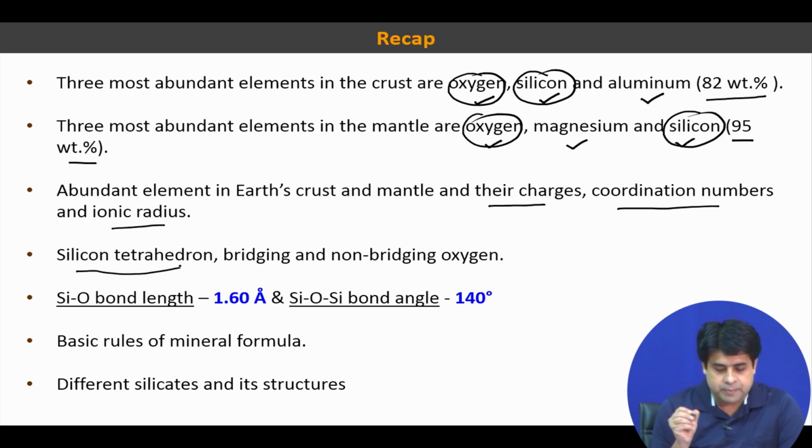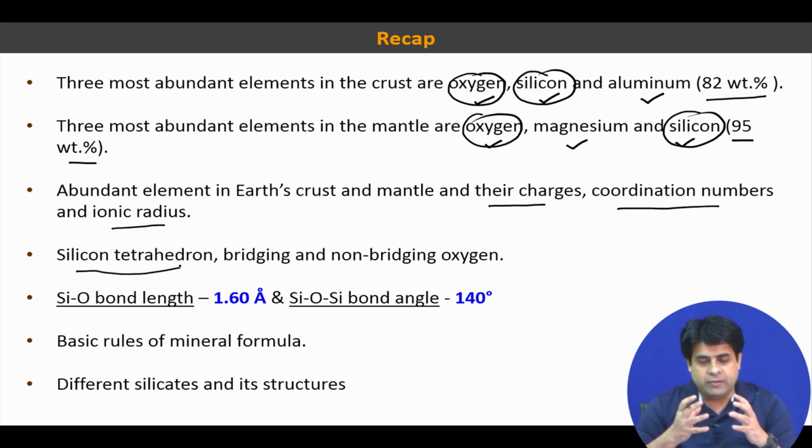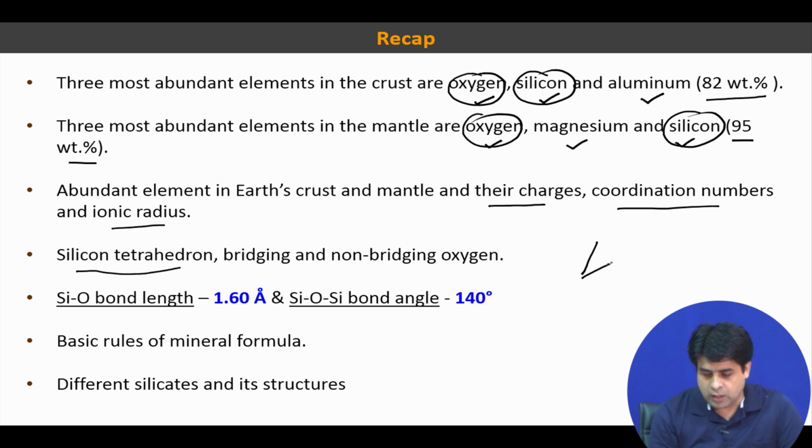Basically they make a silicon tetrahedron, and at the center of this tetrahedron you have a silicon atom which is connected with four different oxygens. At the base of the tetrahedron you have three oxygens. If you draw the base of the tetrahedron, you have oxygen 2 minus, oxygen 2 minus, oxygen 2 minus.